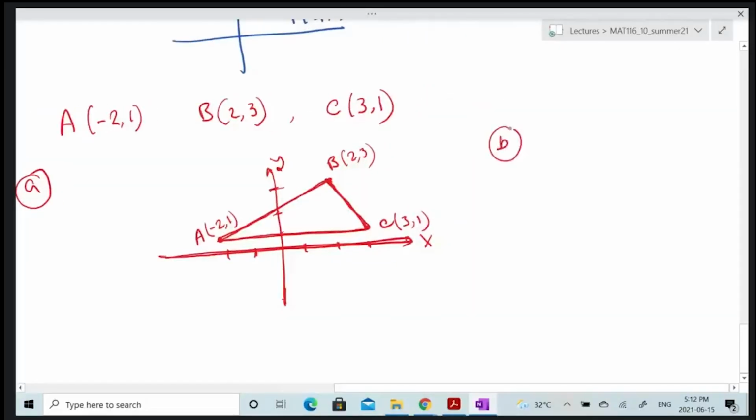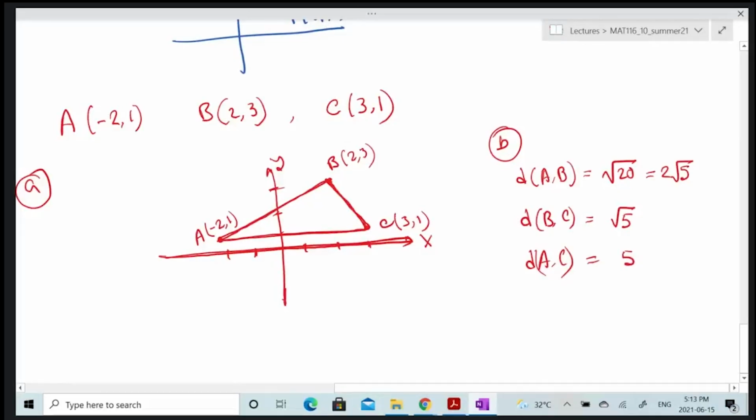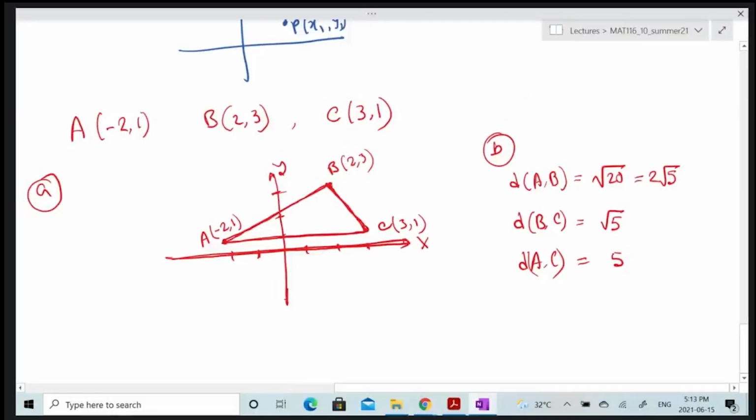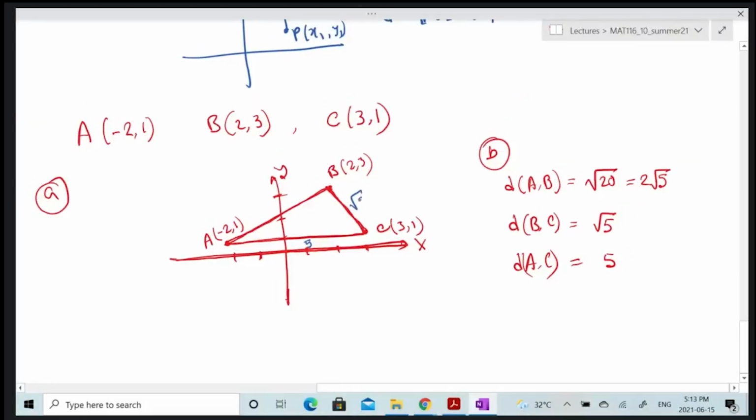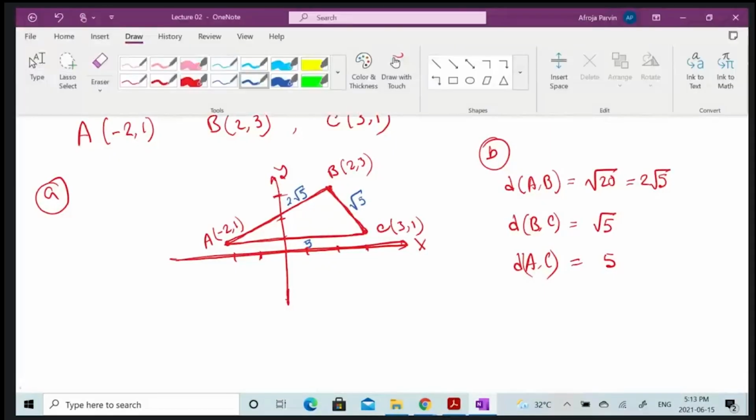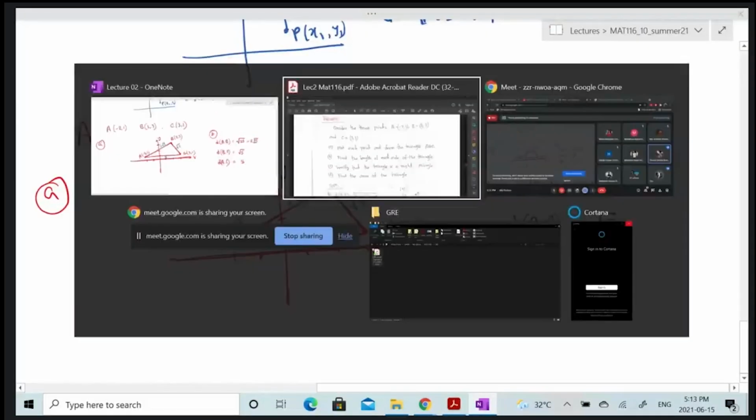For part B, can you tell me what should be the distance between AB? 2 root 5. Yes, it's going to be 2 root 5. What about BC? Root 5. And what about AC? 5. Yes, 5. Just write it down. This is 5, this is root 5, and this is 2 root 5. So part B is done.